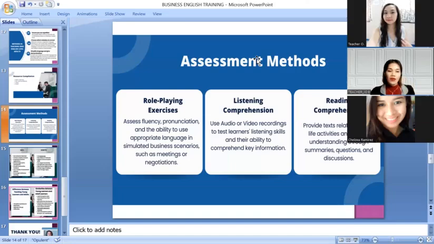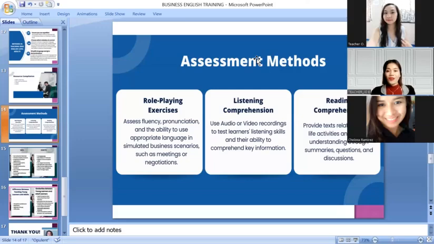Now, here are the methods in assessing our students. First, we can use role-playing exercises. It will assess the fluency, the pronunciation, and the ability to use appropriate language. So how can we do that? In my case, I have an engineer student, and I teach him business English, and we do role-playing exercises. We practice dialogue. We talk about a certain topic, and then we just have a conversation. So that is how I applied role-play exercises.